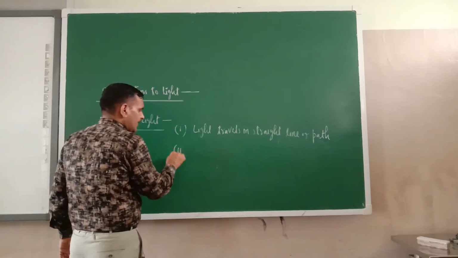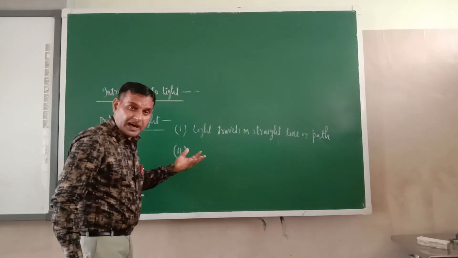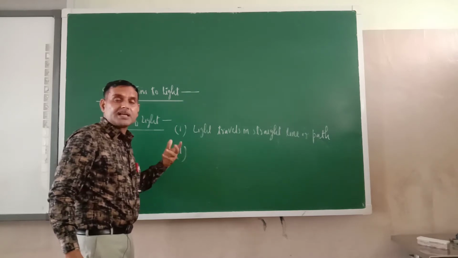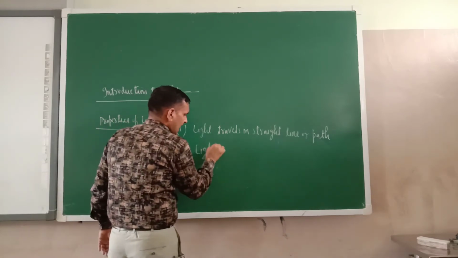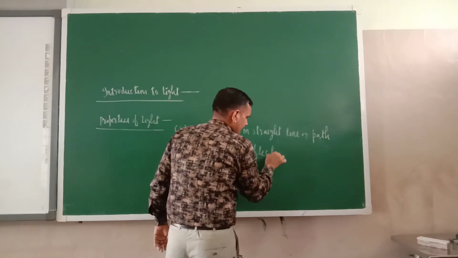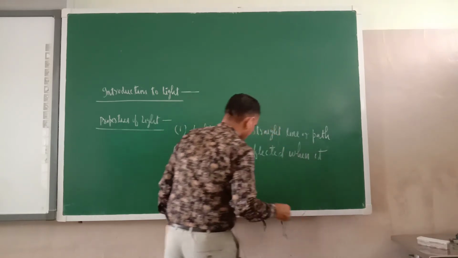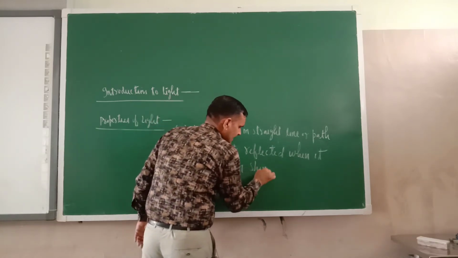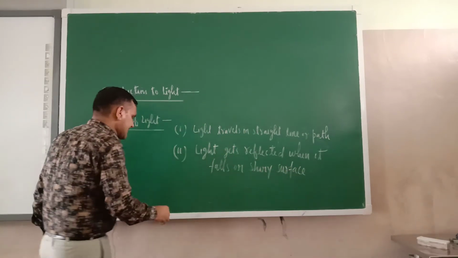What is the second property? Light can change its path when it hits a shiny surface. Shiny surface means mirror. Light gets reflected when it falls on a shiny surface. What is a shiny surface?